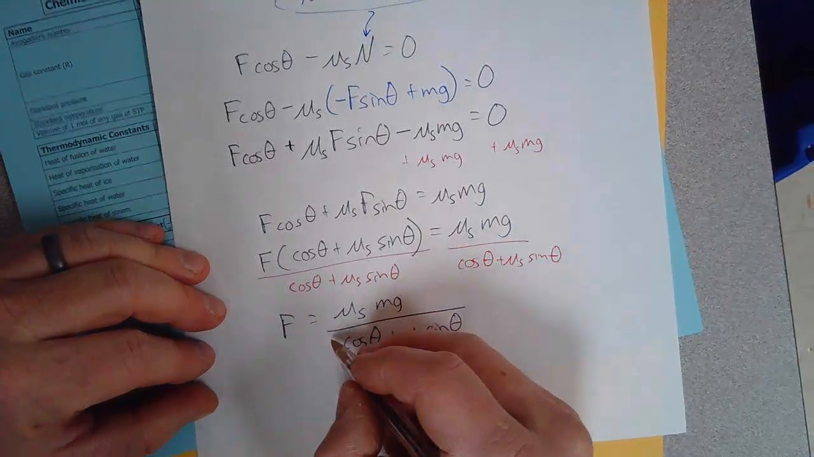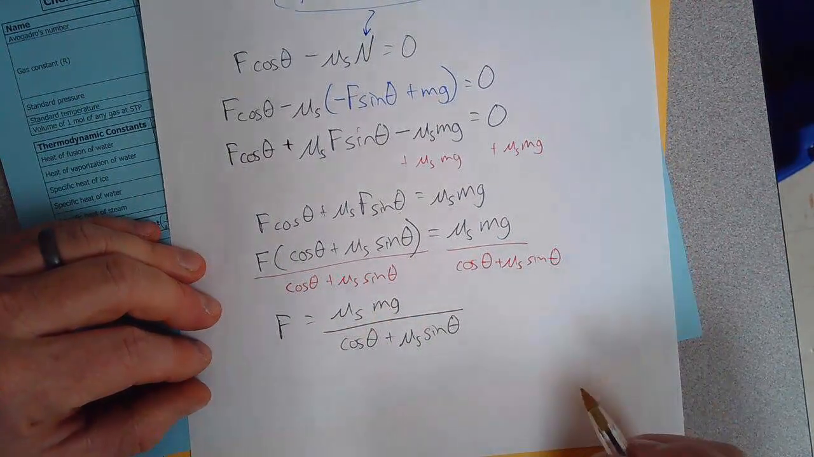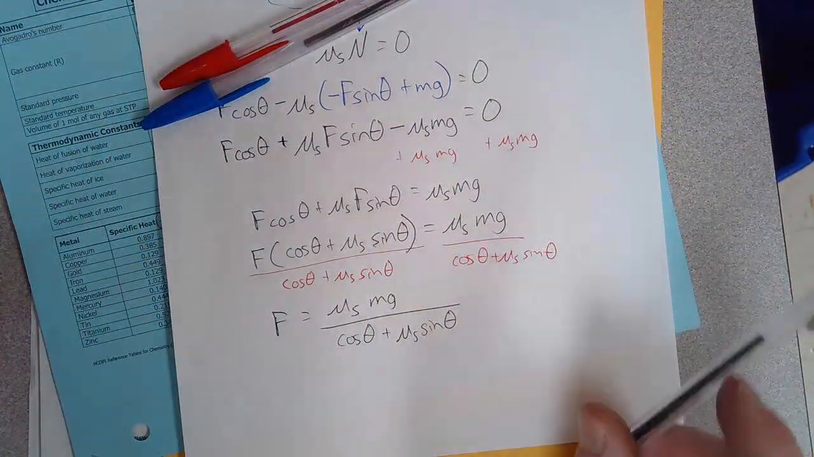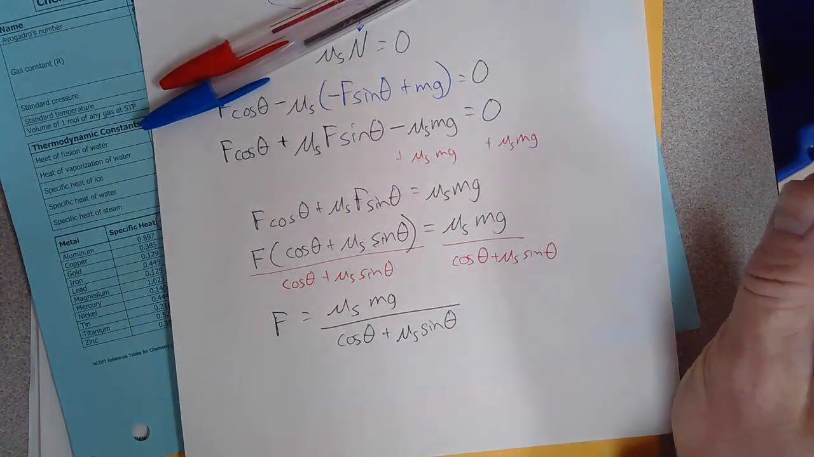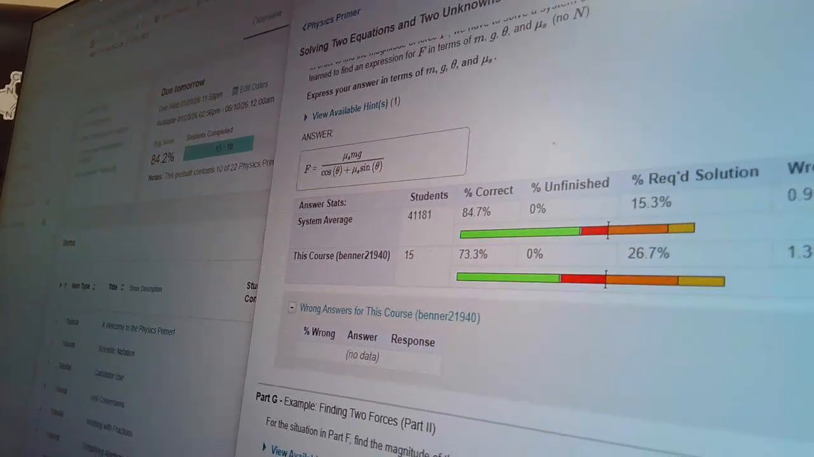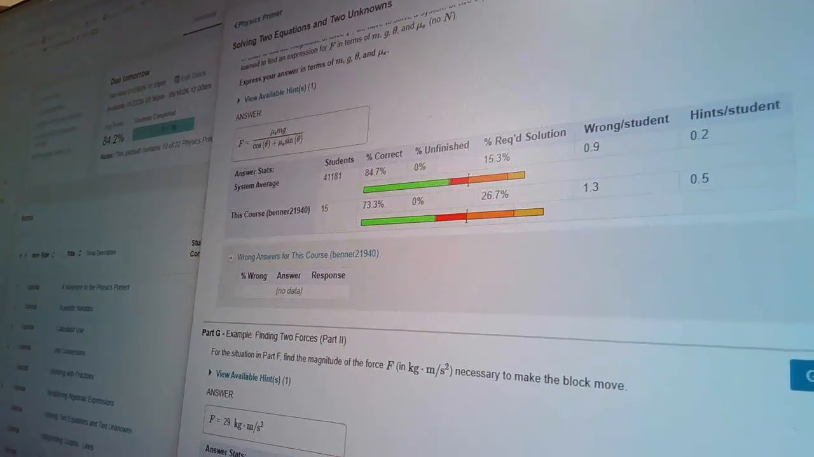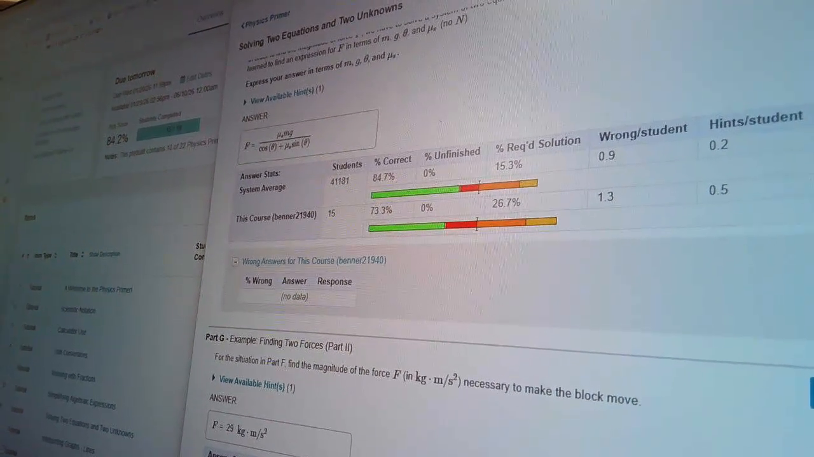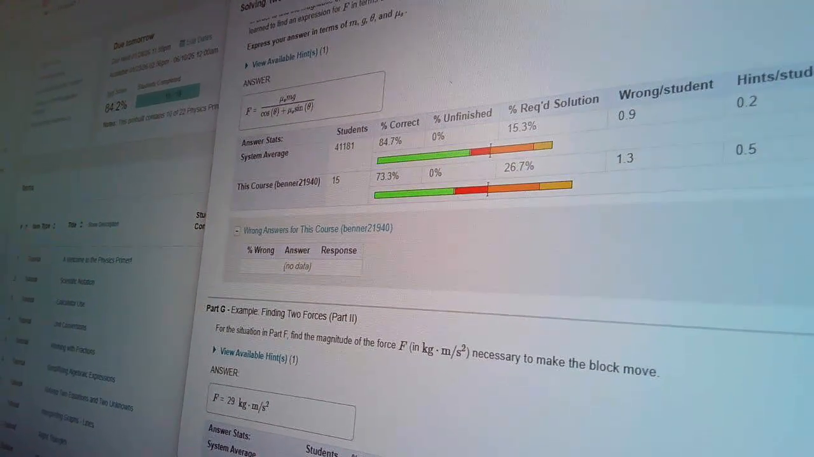All right, if you wanted to, you could throw some parentheses around that bottom term. It's not necessary. And I'm going to be bold and go check Mastering and see if that's the right answer to this problem. Well, would you look at that? And this is on the harder side of problems. You can see that a large percentage of people are requiring the solution for that problem. But that's it.